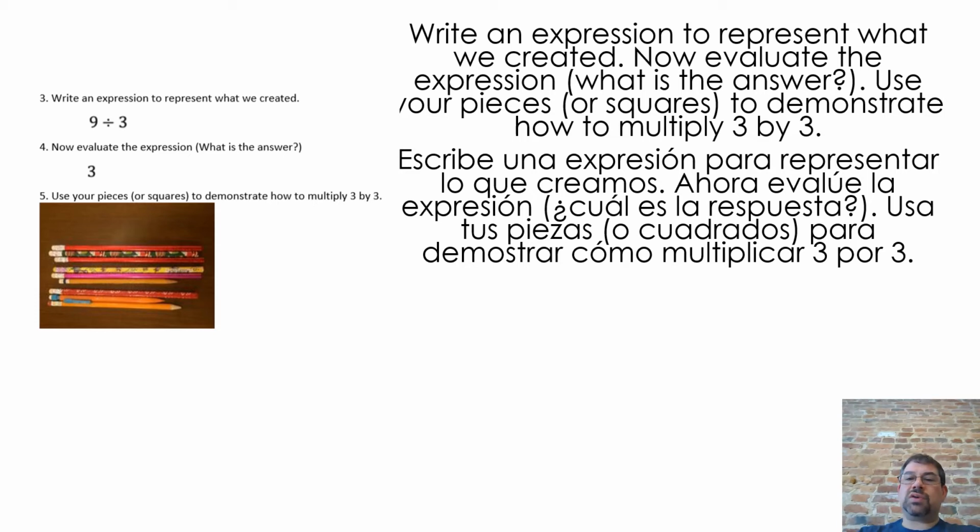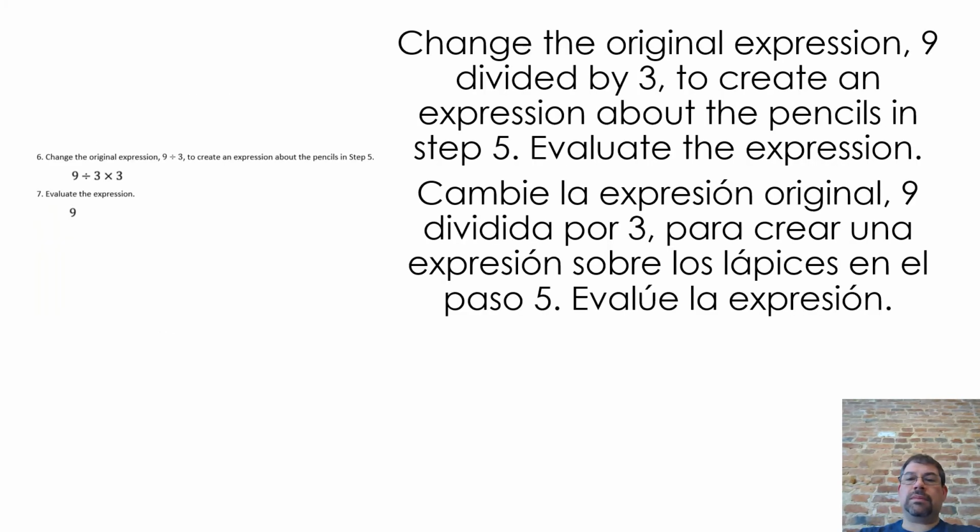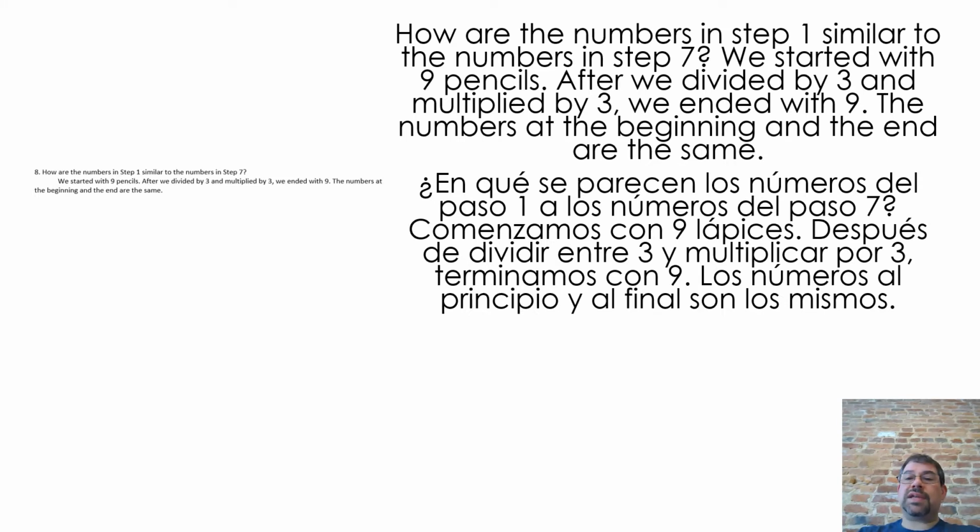Use 4 pieces or squares to demonstrate how to multiply 3 by 3. Change the original expression, 9 divided by 3, to create an expression about the pencils in step 5. Evaluate the expression. How are the numbers in step 1 similar to the numbers in step 7? We started with 9 pencils. After we divided by 3 and multiplied by 3, we ended with 9. The numbers at the beginning and at the end are the same.